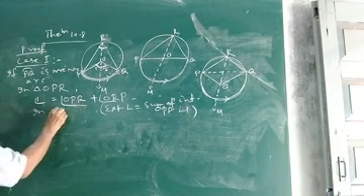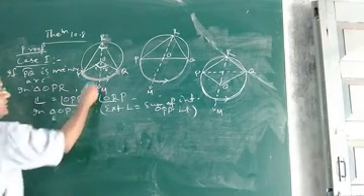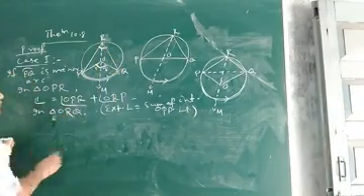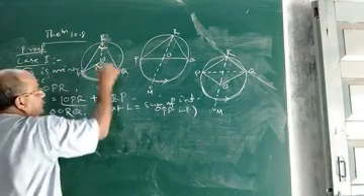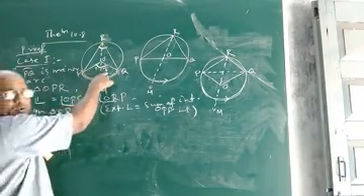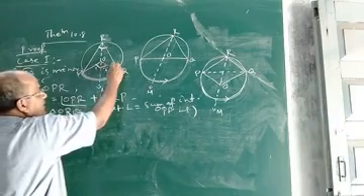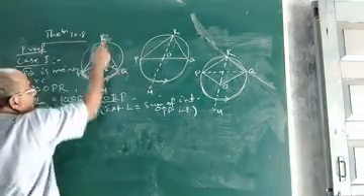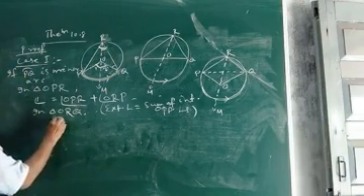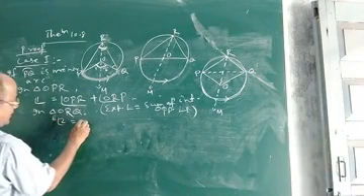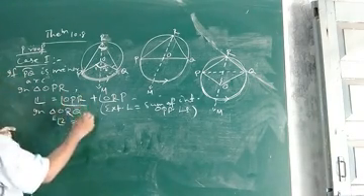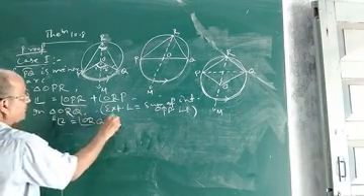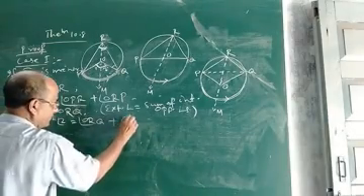In triangle ORQ, which is exterior, clearly angle 2 is exterior, and these two angles are interior opposite. Which ones? OQR and ORQ. So angle 2 will be equal to angle ORQ plus angle OQR.